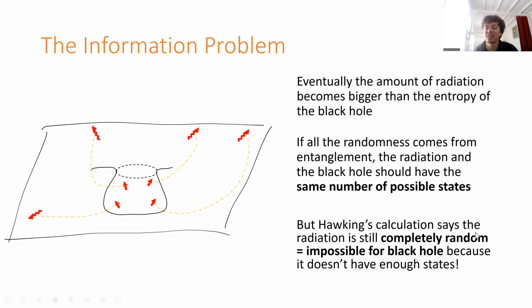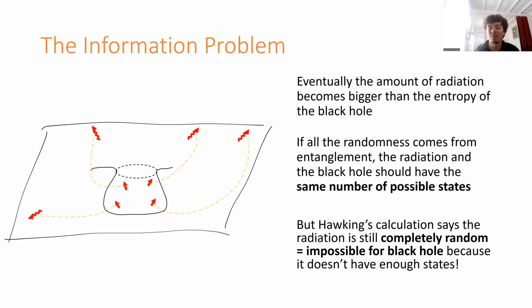But Hawking's calculation says that the radiation is still completely entangled, a completely random state, even when the amount of radiation is much bigger than the entropy of the black hole. That means there just aren't enough different possible states the black hole can be in, according to this formula of entropy as the logarithm of the number of states, to have the same amount of noise as the radiation apparently.